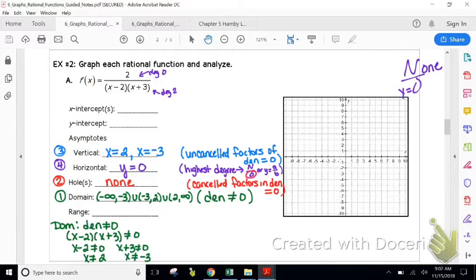Remember, if it's both, they have the same degree, then you have to do a ratio of their leading coefficients. If the degrees are the same on top and bottom, then it's going to be a ratio, so you can make a fraction using their leading coefficients. So like if it was 3x squared over 2x squared, then it would be y equals 3 over 2. Okay? That's cool.